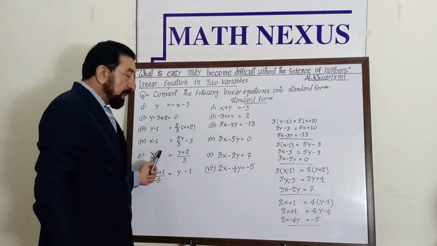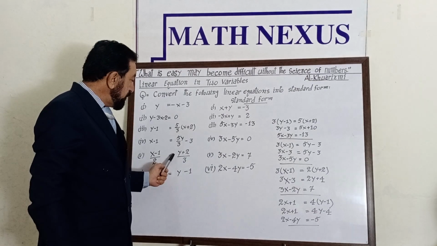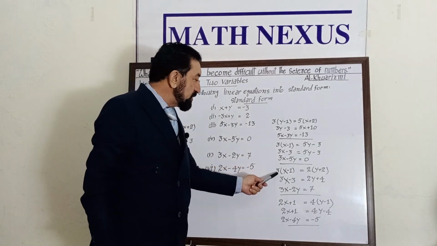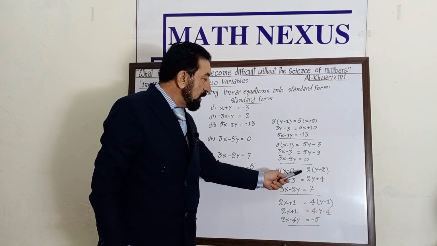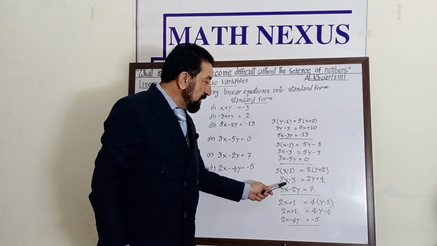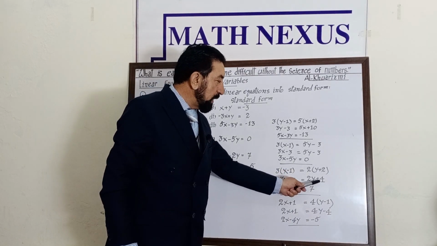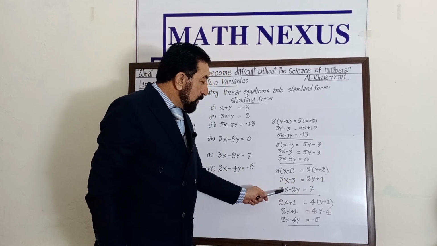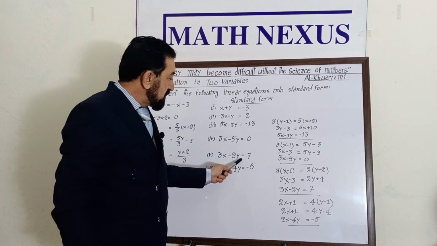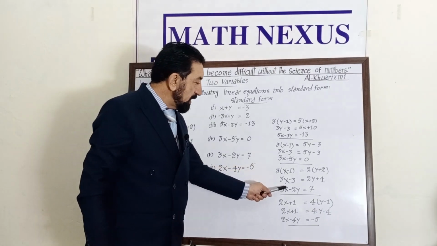Question number 5. x minus 1 upon 2 equals y plus 2 upon 3. According to cross multiplication, 3 into x minus 1 equals 2 into y plus 2. Open the bracket. 3x minus 3 equals 2y plus 4. 3x minus 2y equals 7. This is the standard form of this linear equation.